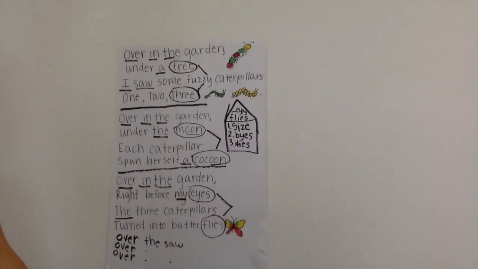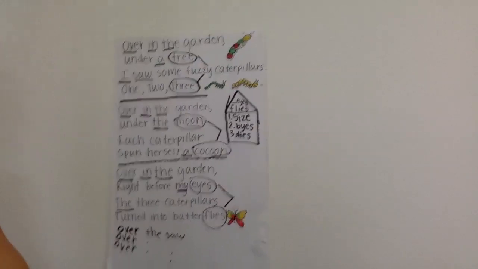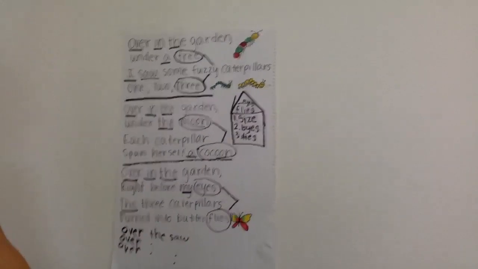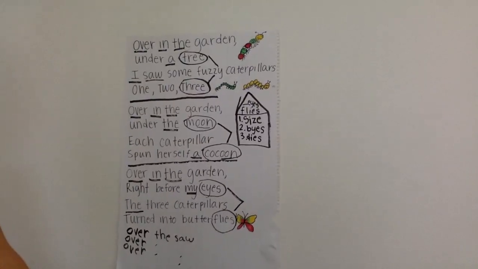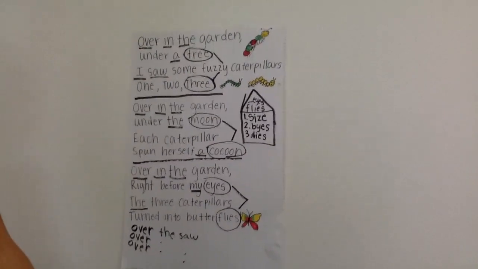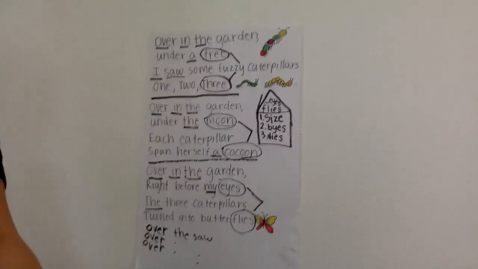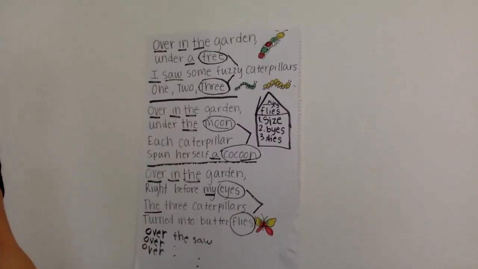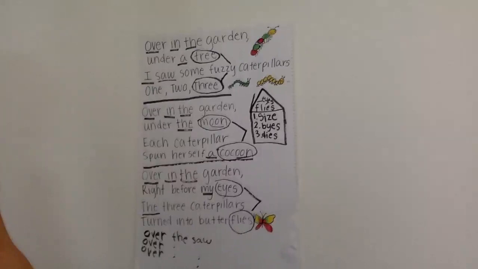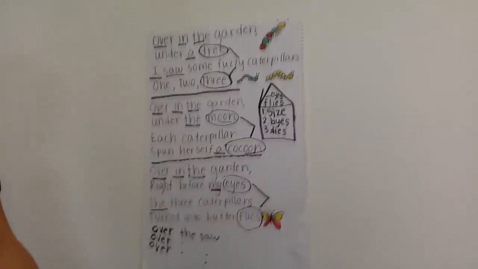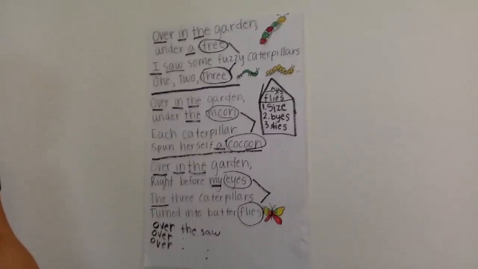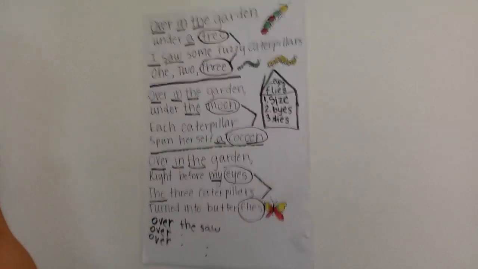It says, over in the garden, under a tree, I saw some fuzzy caterpillars, 1, 2, 3. Over in the garden, under the moon, each caterpillar spun herself a cocoon. Over in the garden, right before my eyes, the 3 caterpillars turned into butterflies.